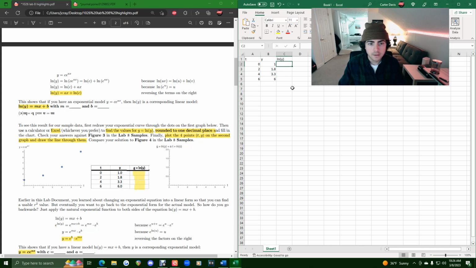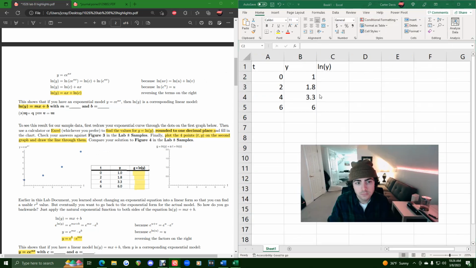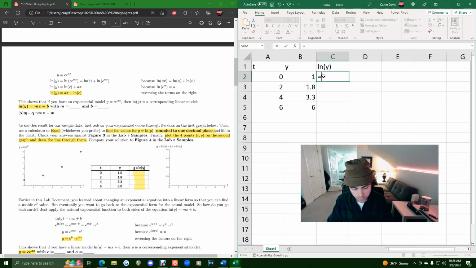The whole idea is if we just plotted these t's and y's, that would give us that same graph we looked at a second ago. But what they want us to do is take the natural log of these values, because taking the natural log of points that appear to be on an exponential curve should translate those points to a linear function. Should turn them into linear points, I suppose.